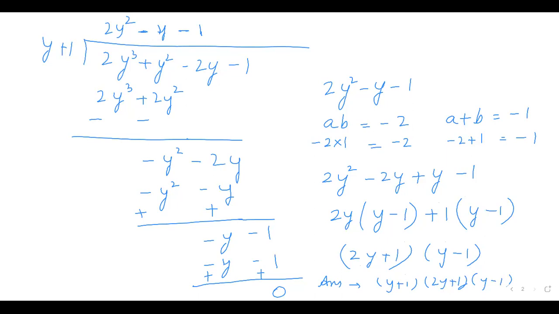So see how you need to factorize. First thing is the hit and trial method to get one factor. After getting one factor, you have to apply the long division method and get the quotient. The quotient will be quadratic. Then you need to apply the splitting of the middle term method and you will get the other two factors.